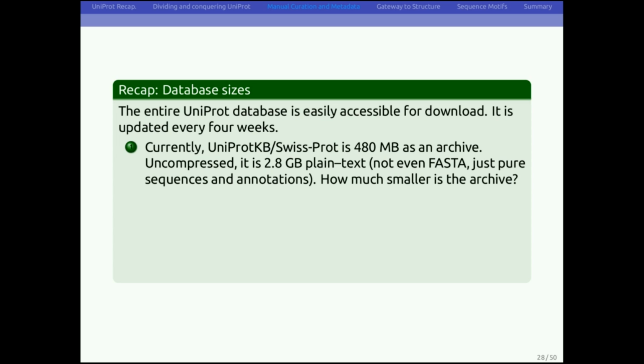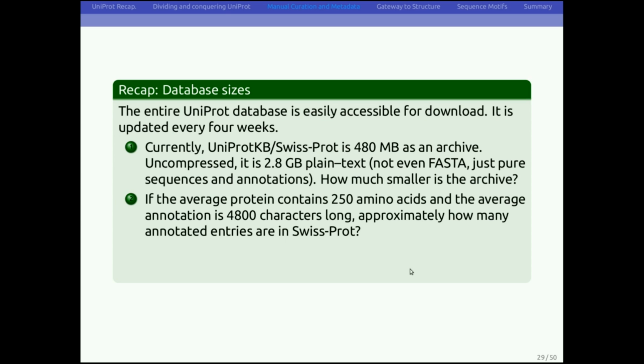How much smaller is the archive? This should be pretty easy for you to do. It's 2.8 gigabytes divided by 480 megabytes, and the number you get will tell you the difference between the archive and the uncompressed size. Okay? Make sure you keep your units the same. So 2.8 gigabytes is 2,800 megabytes.